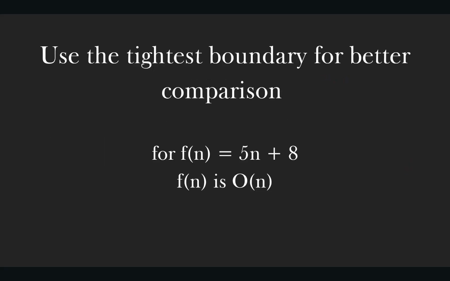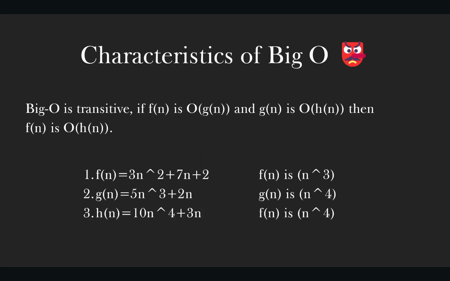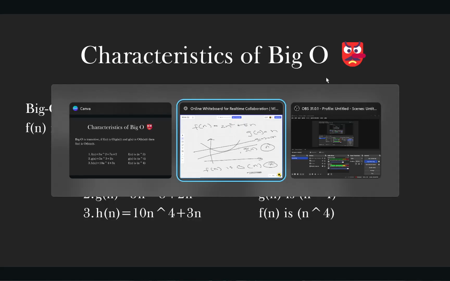All right, so then there are some characteristics of big O notation you should be familiar with. If a function f(n) is O of g(n), and g(n) is O of h(n), we can say f(n) is O of h(n). Yeah, so let's go to the whiteboard again.